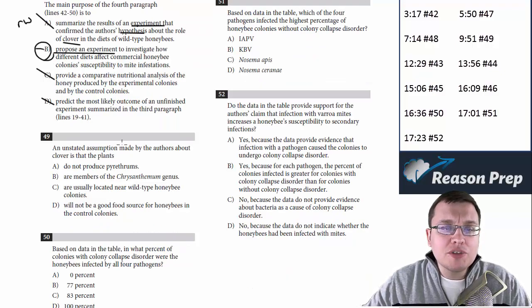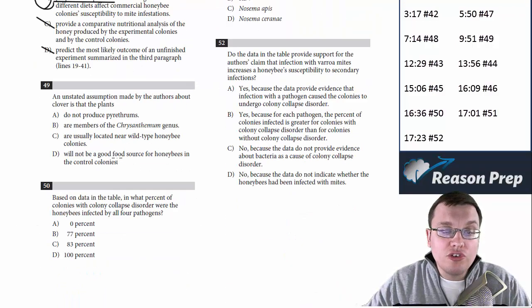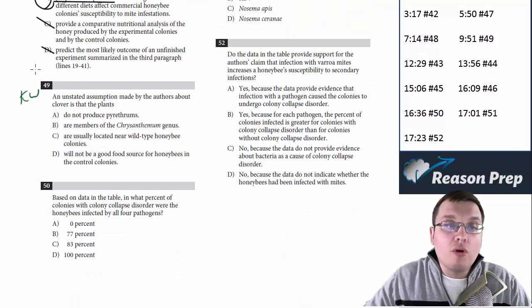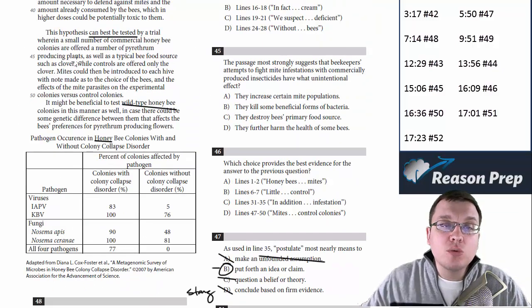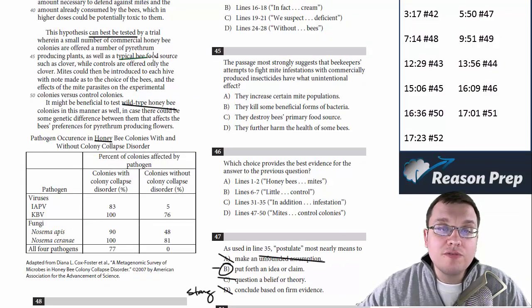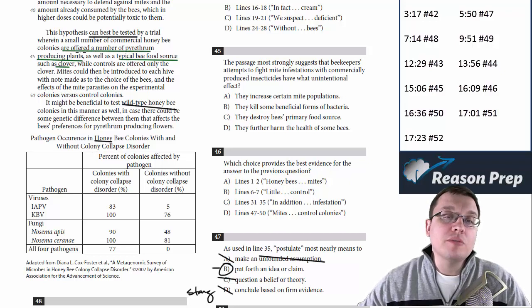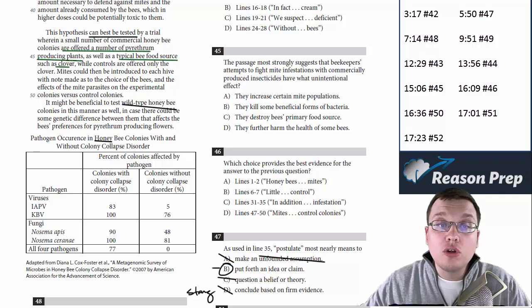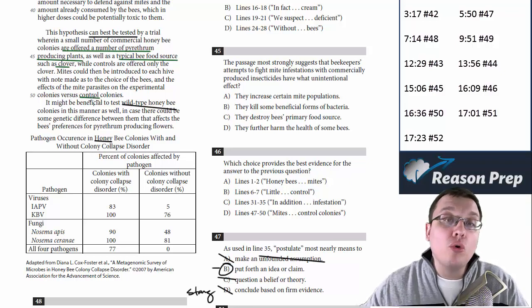An unstated assumption made by the authors about clover. So this is a keyword question. We've already read clover previously, and the discussion was that clover is the typical bee food source. And the bees would be offered clover and a number of pyrethrum-producing plants. So what's the assumption here? Well, that clover doesn't produce pyrethrum, right? That it's just regular bee food. It wouldn't affect the experiment either way, right? It's going to be the control of the experiment.